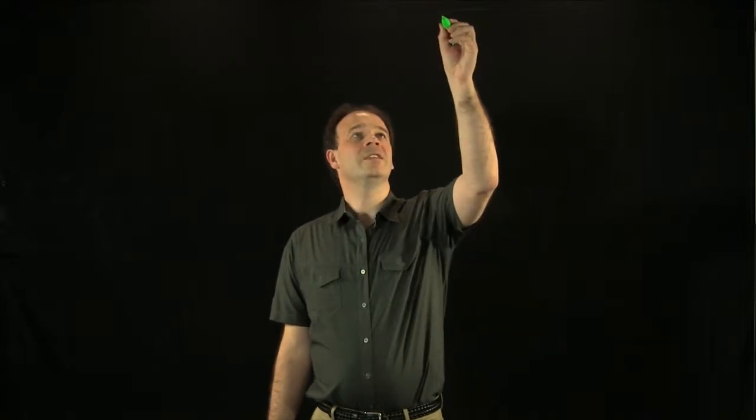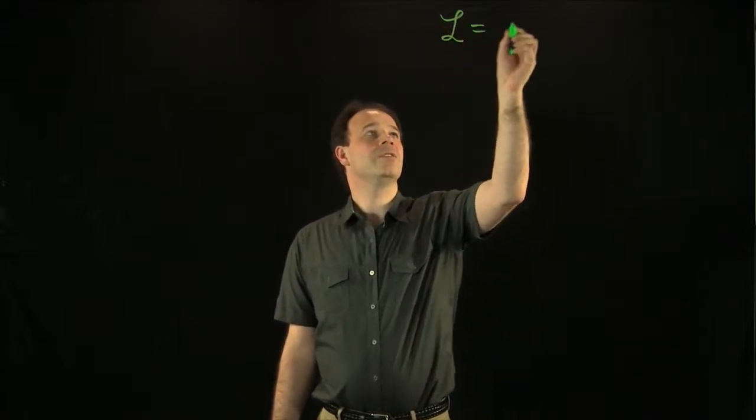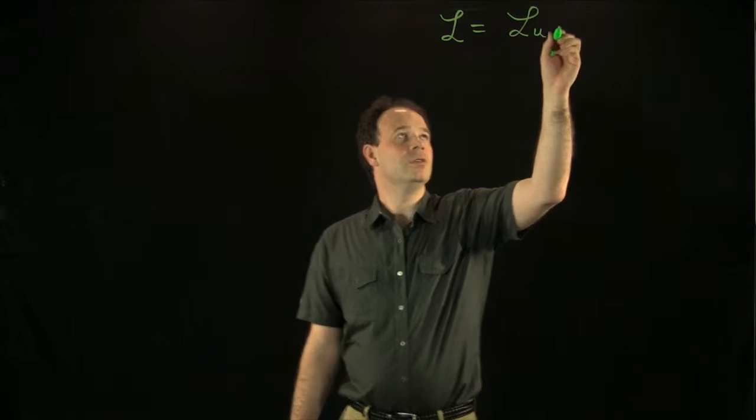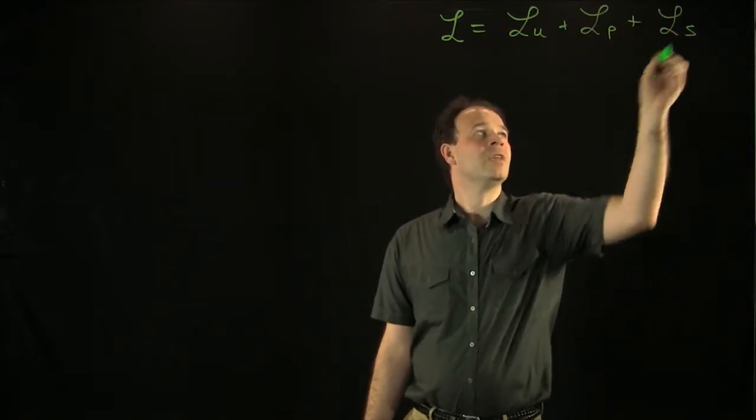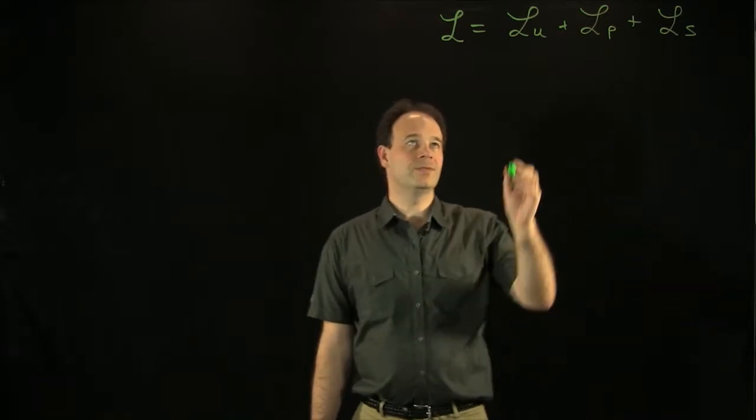All right, so it's finally time now to construct the Lagrangian of NRQCD. The way we're going to write this Lagrangian is we're going to divide it into three parts, which I'll call LU, LP, and LS. And the definition of these three parts is as follows.